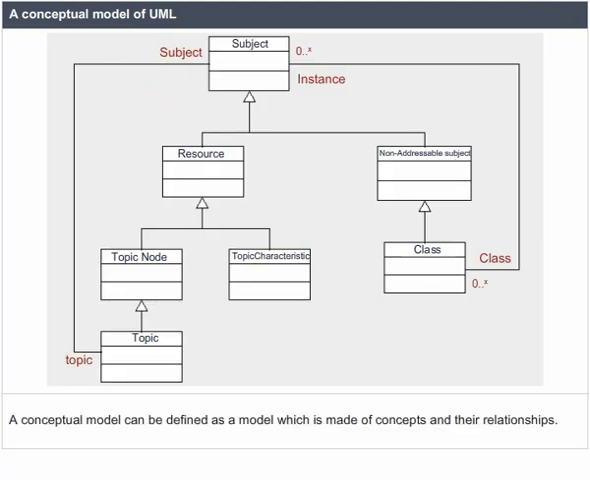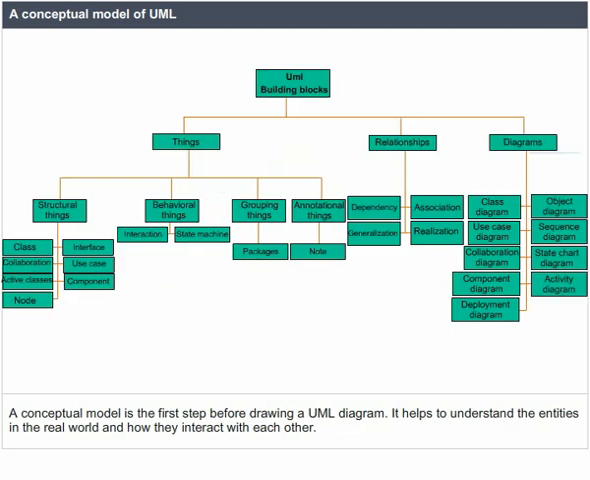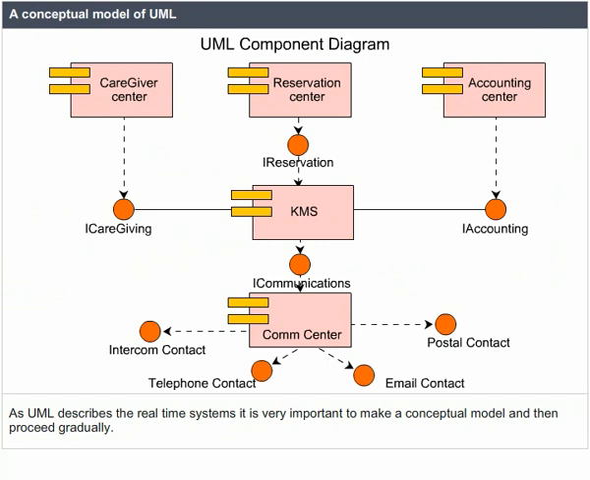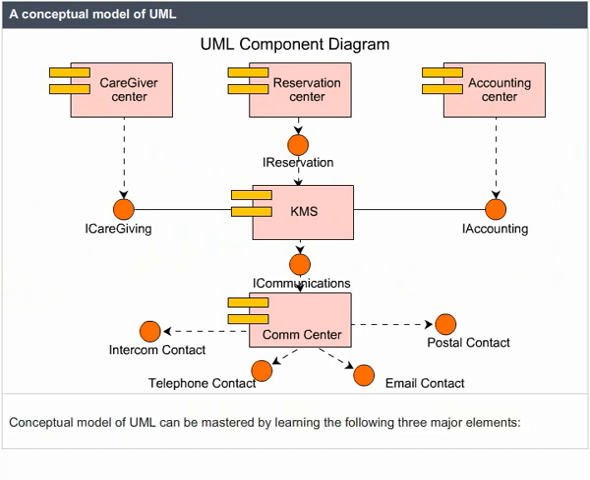A conceptual model can be defined as a model which is made of concepts and their relationships. A conceptual model is the first step before drawing a UML diagram. It helps to understand the entities in the real world and how they interact with each other. As UML describes the real-time systems, it is very important to make a conceptual model and then proceed gradually. Conceptual model of UML can be mastered by learning the following three major elements: UML building blocks, rules to connect the building blocks, common mechanisms of UML.